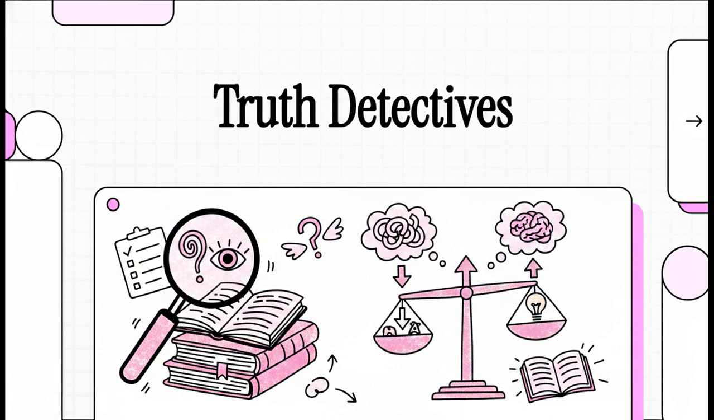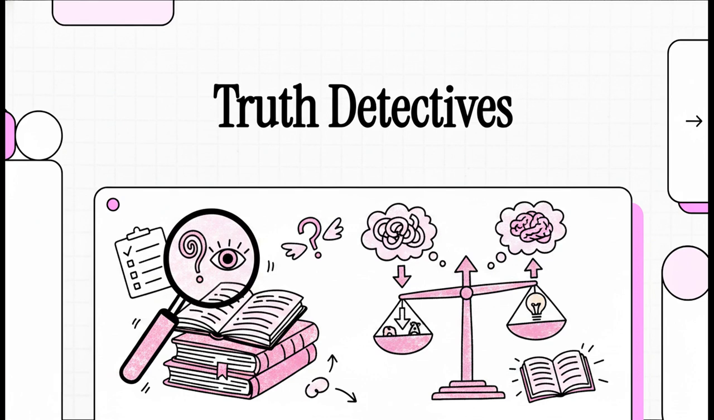So, what's our mission today? We're diving into the world of evaluating informational texts. We're going to learn exactly how to spot when someone is maybe trying to twist the truth just a little bit, and more importantly, how to become sharp, critical thinkers who don't just blindly believe everything they read.